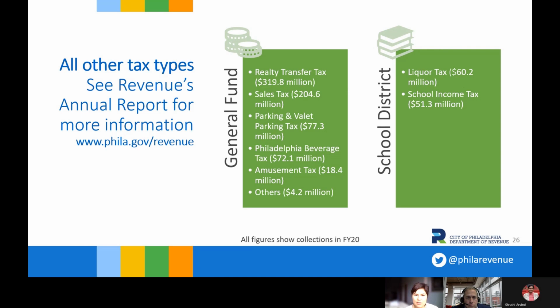And then for the school district, we also collect the liquor tax, which was $60.2 million in fiscal year 20, and then the school income tax raises about 51 million for the school district. The school income tax is another one that kind of tracks the wage tax rate, and it only applies to Philadelphia residents on unearned income. So that's things like dividends or short-term rental income. So that's also a very, very important tax to fund the school district.